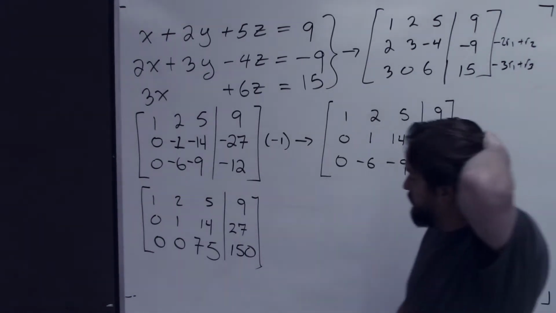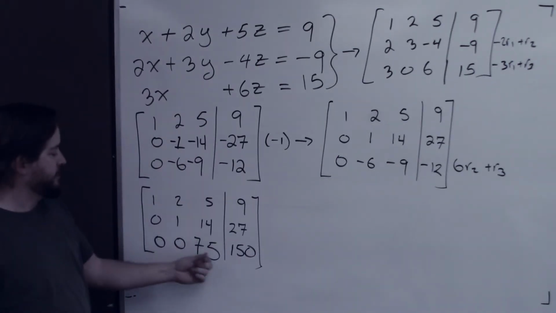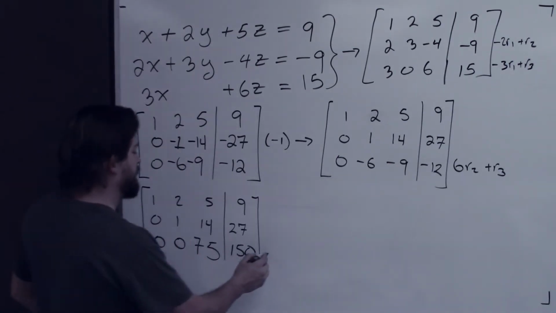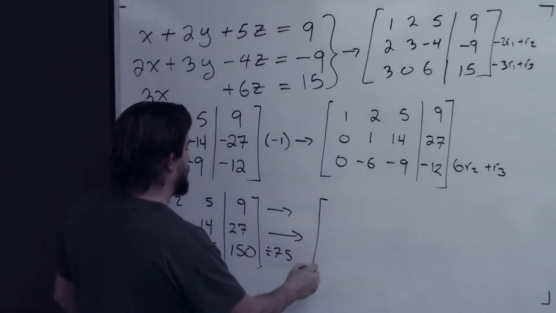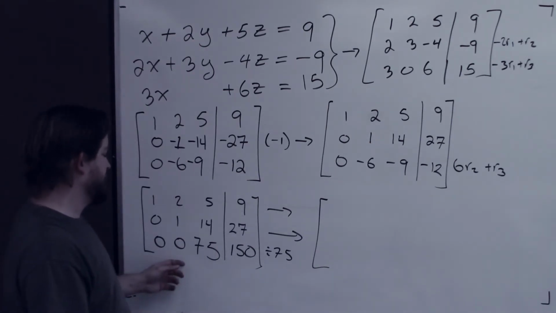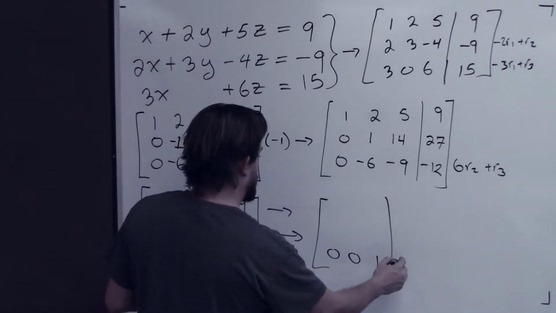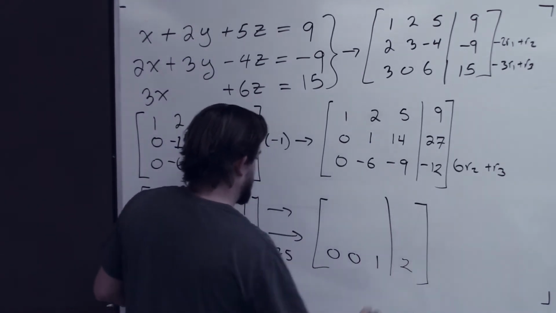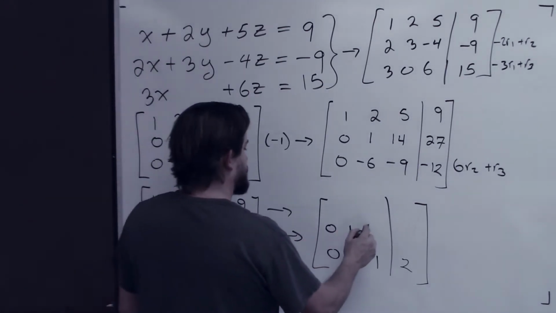All right, so the last thing that I want to do for Gaussian elimination is divide the bottom by 75. Leave the others alone, and when I get to this point, my Gaussian part is done. Dividing the bottom by 75 gives me 0, 0, 1, and 2. And then I have the middle and the top row unchanged.